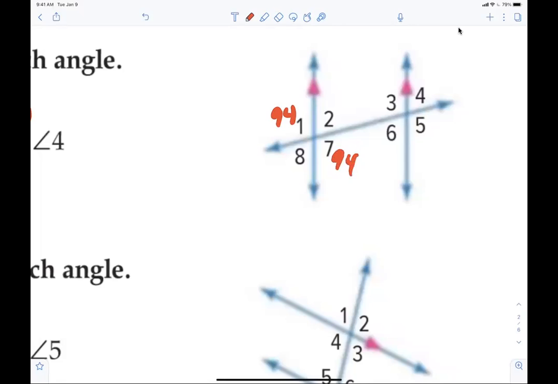94. What is angle 3? What is angle 5? So what's angle 4? 86. What's angle 6? What's angle 2 and 8? That's how easy that is, guys. It's really, really simple.